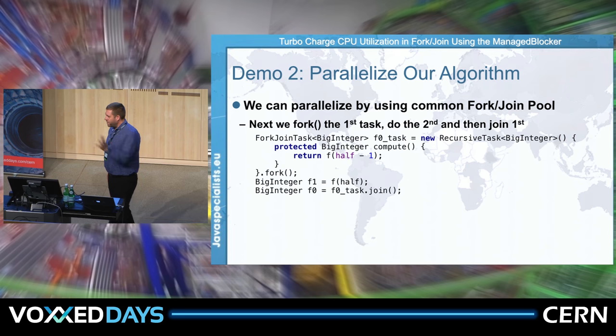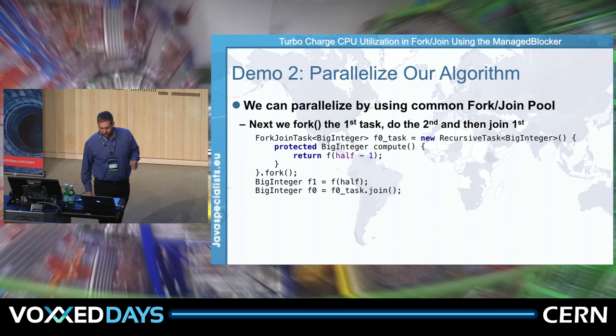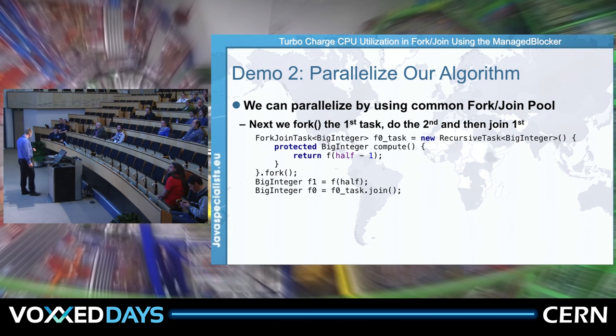Let's take demo 2, where we're going to parallelize the algorithm itself. We do this with a very useful framework called fork join. It gives us recursive decomposition, or divide and conquer. What I'm doing here is constructing a recursive task, which is a wrapper for the code that must be run in parallel. Then I'm forking that, and after that, I'm working out f of half, and after that, I'm joining the first calculation again. So I'm basically doing them in parallel, or potentially in parallel. They don't necessarily have to run in parallel, but potentially they can.